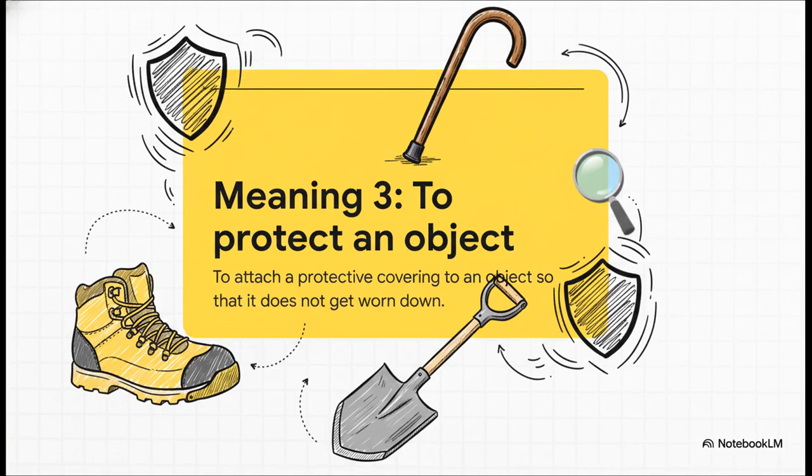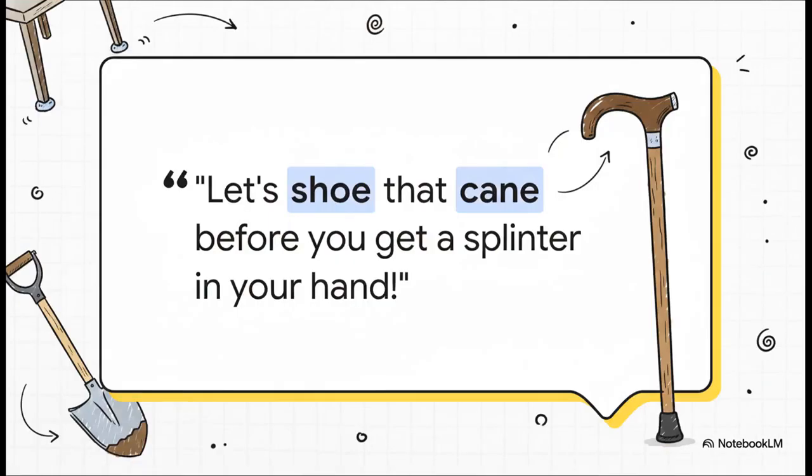And now we get to the third meaning, which is, well, it's the most obscure one. And honestly, I think it's the coolest. You can actually shoe an object. Yeah, an object. It just means putting some kind of protective cover on it so it doesn't get worn out. This example just nails it.